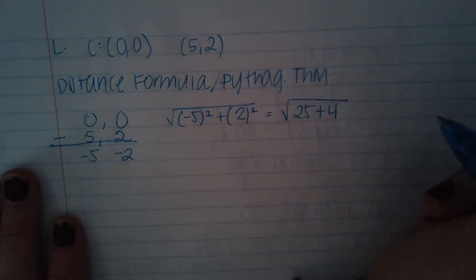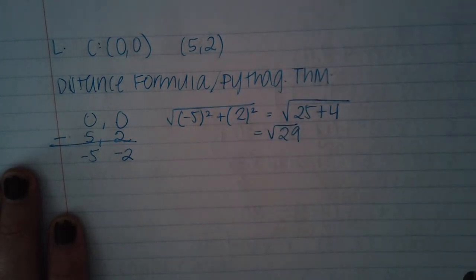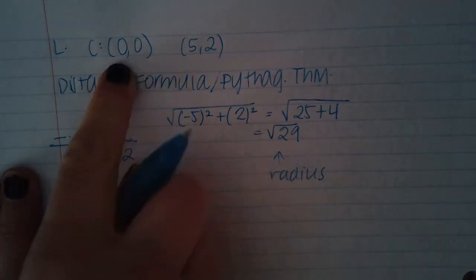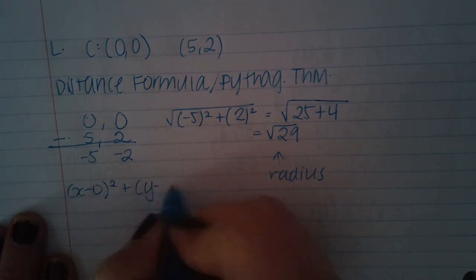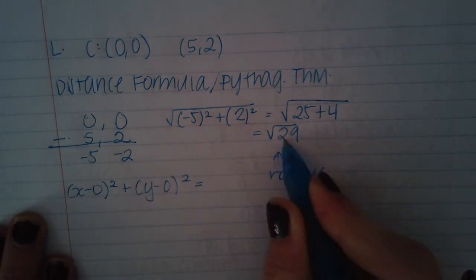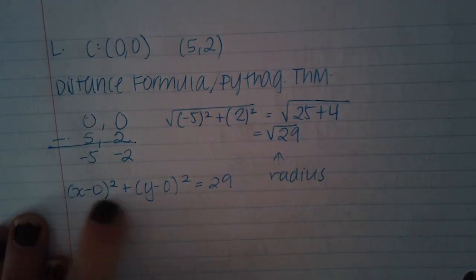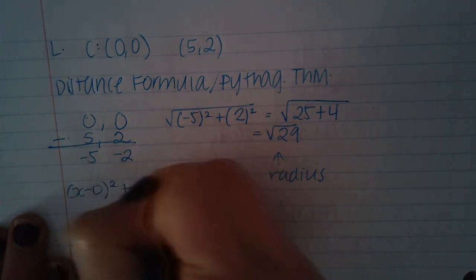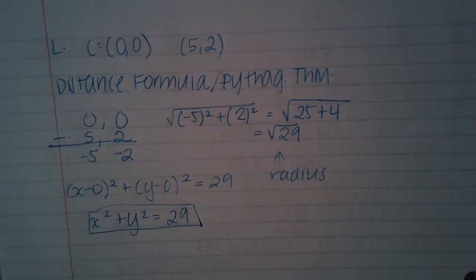25 plus 4, which is the square root of 29. And that's our radius. We know the center is 0, 0, so it'd be x minus 0 squared plus y minus 0 squared. And then the square root of 29 squared is just 29. And I just want to explain, the x minus 0, you could rewrite that as just x squared plus y squared equals 29. So that would probably be the best way to write it.